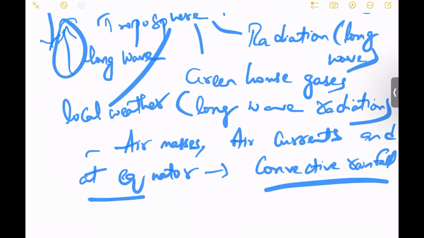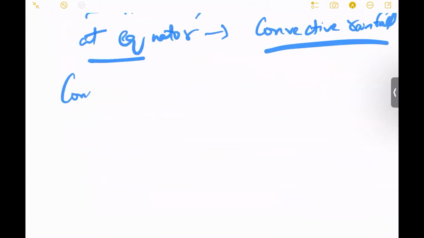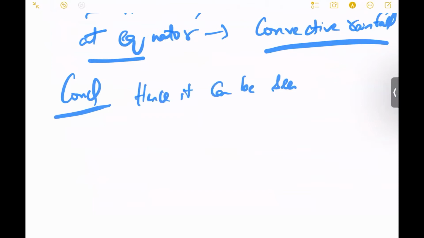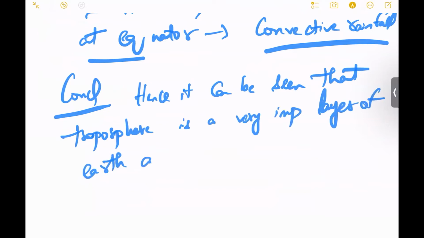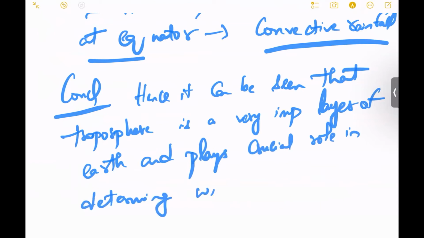In the conclusion you write, hence it can be seen that the troposphere is a very important layer of earth and plays a crucial role in determining the weather patterns of various areas.